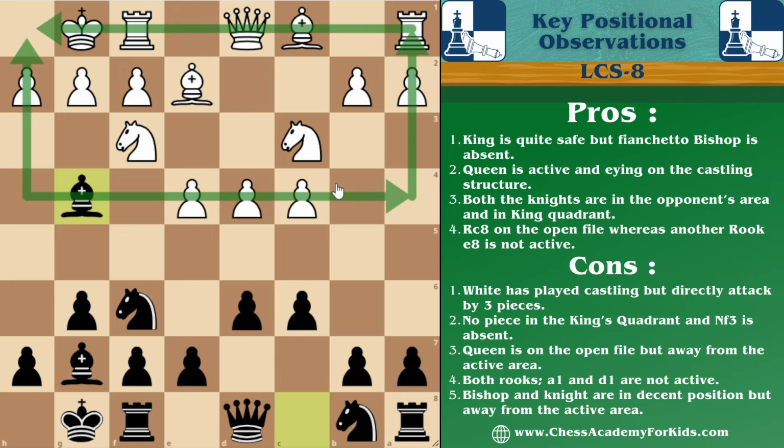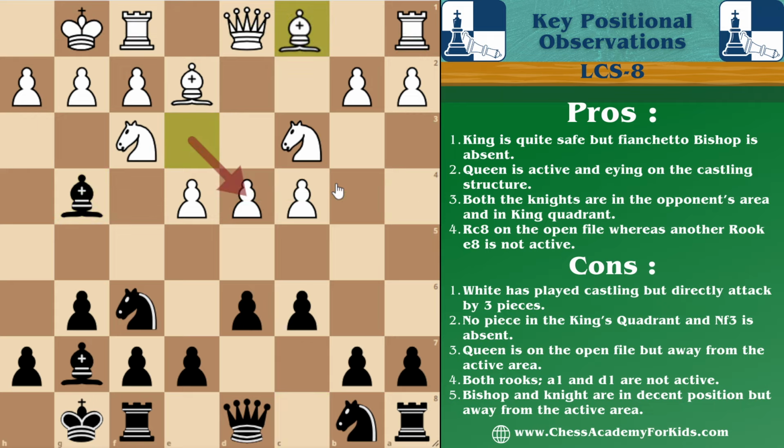Bishop g4, developing our minor piece, and that is too in the opponent's area. Bishop e3, white is developing their last minor piece and controlling center square d4. Knight bd7, we are also developing our last minor piece, also controlling center square e5 and preparing for rook c8. Now we are entering into the middle game.